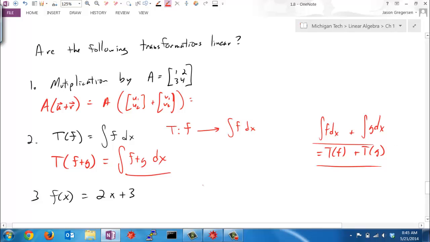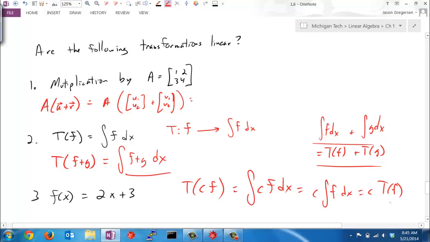Okay? Now the other one would be the transformation of c times some function. Well, that's just the integral of c times some function. What do I do with constants when they're inside an integral? I pull them out. So this is c times the integral of f, but that's just c times the transformation of f. So integrals are linear transformations. We can think of integration as a linear transformation. So that means later on, you might be able to do some calculus stuff with some linear algebra stuff. It really extends our ideas of linear algebra to these other fields, because these other things are really just linear transformations in disguise.